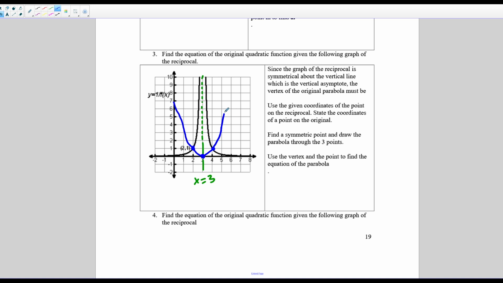Again, I'm not going to worry too much about where that y-intercept is for this example. We're just sketching it. But we've got 3 points here. And what we're going to do is we're going to use our vertex.